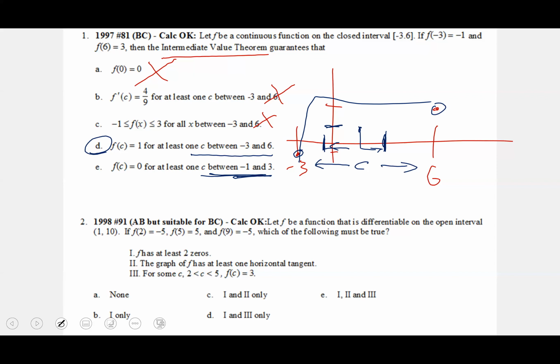Right, and for number 2, our function is differentiable this time on the open interval from x equals 1 to x equals 10. f of 2 is -5, f of 5 is 5, and f of 9 is -5. I want to know which of the following must be true. Okay, I'm going to draw out what we were given so far.